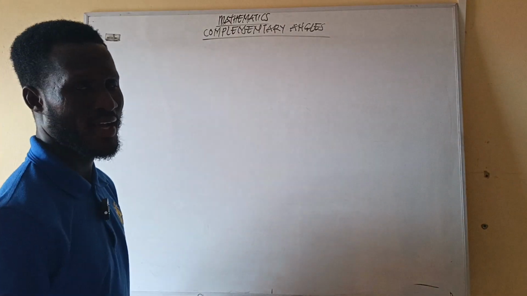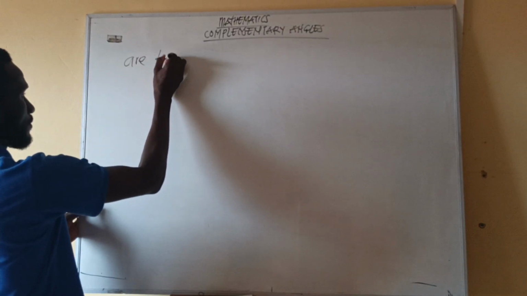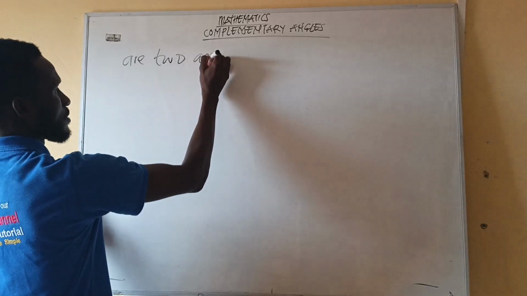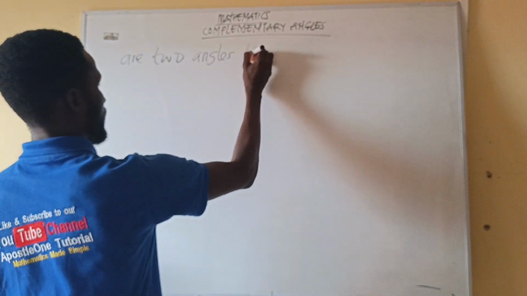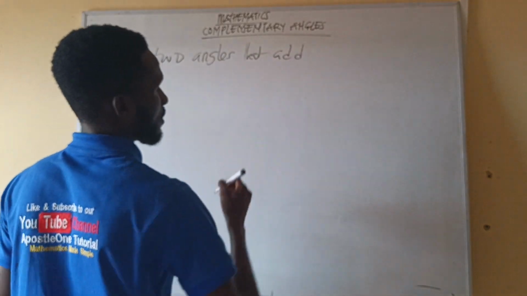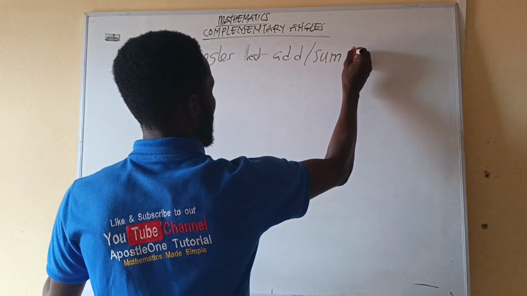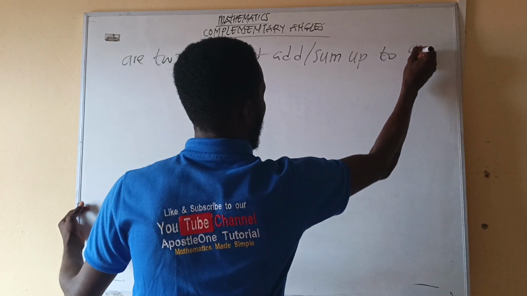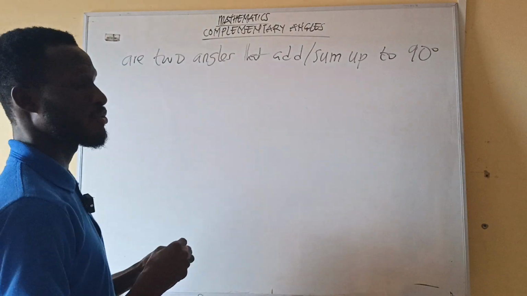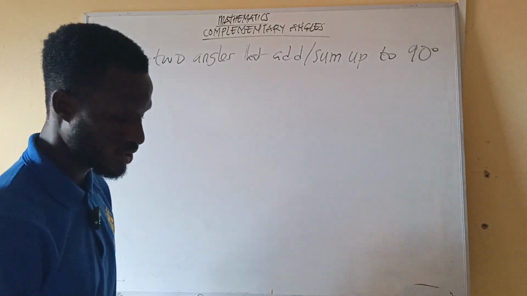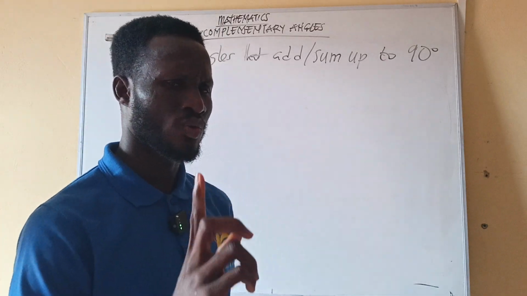Now, complementary angles. When we say complementary angles, what does it mean? Complementary angles are two angles that add up, or sum up, to 90 degrees. So anytime we have two angles that add up to 90 degrees, we consider the angles as complementary angles.